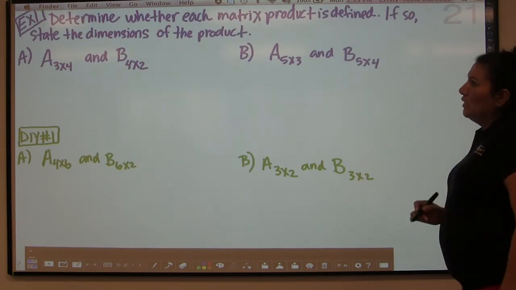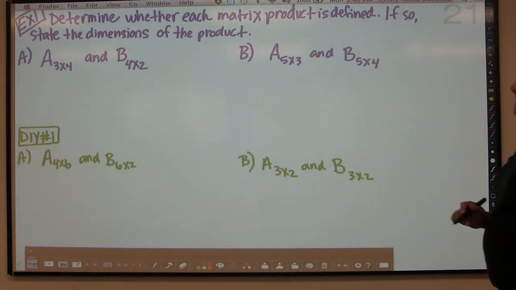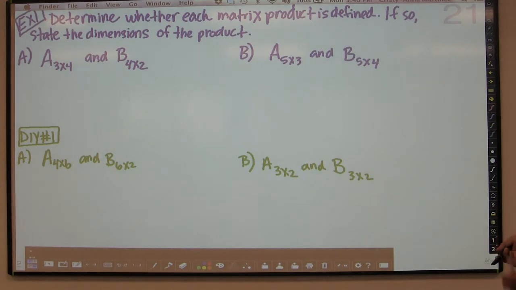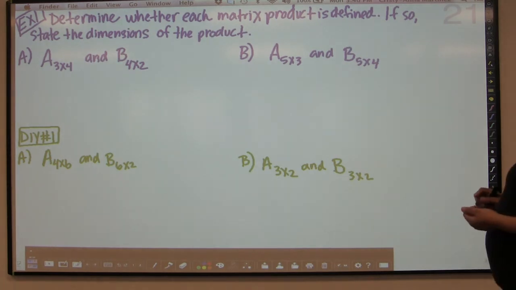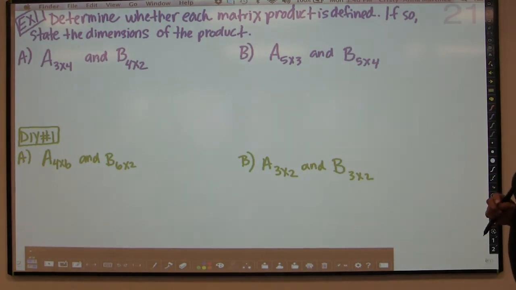Right now we're going to do this first example. Determine whether each matrix product is defined. Remember, it's only defined if the inner dimensions are equal. And if it is defined, then state the dimensions of the resulting product.